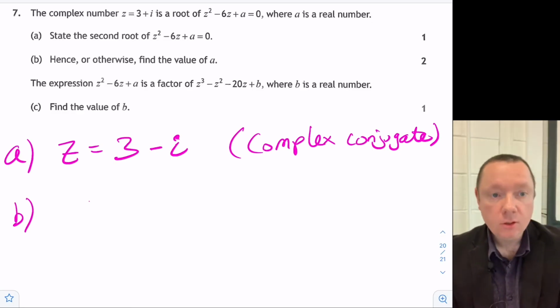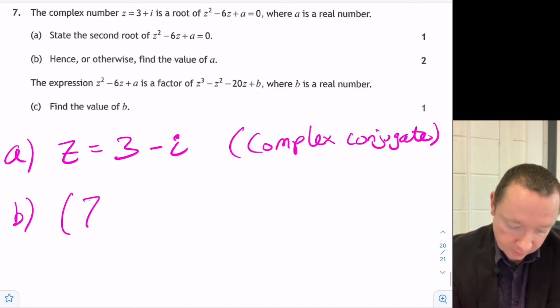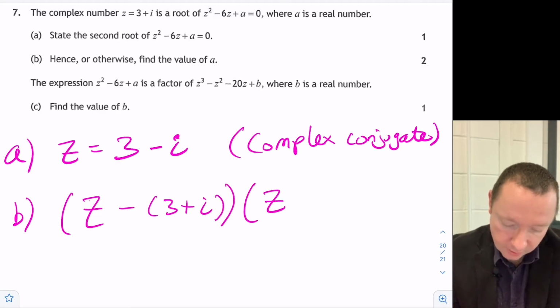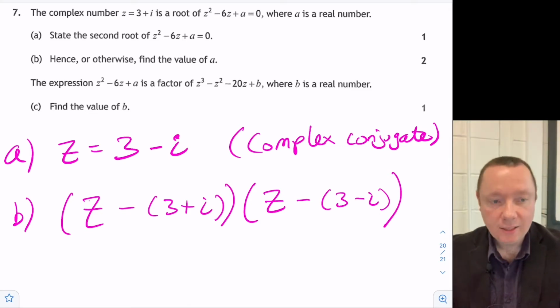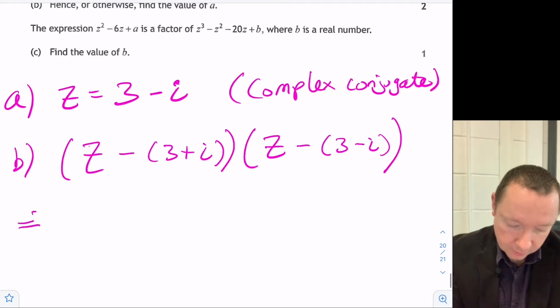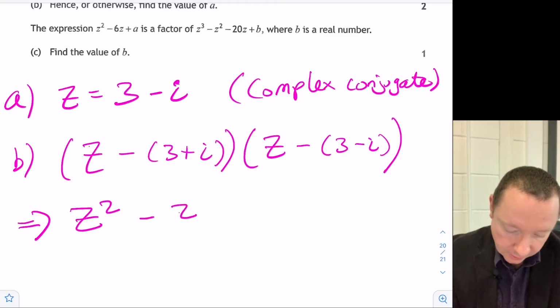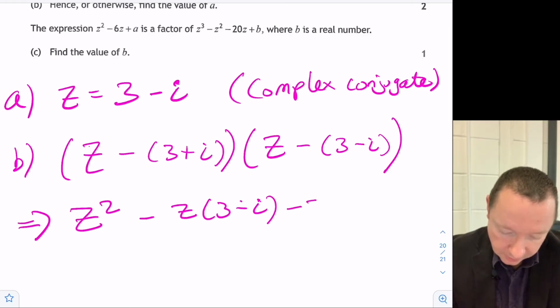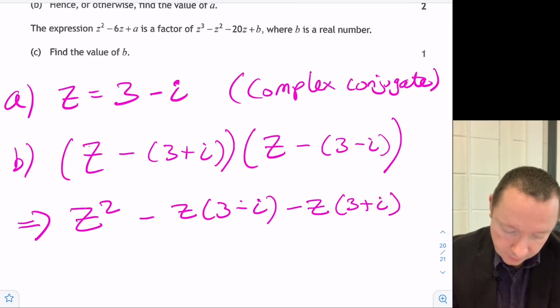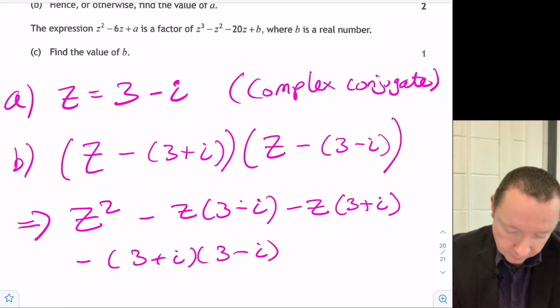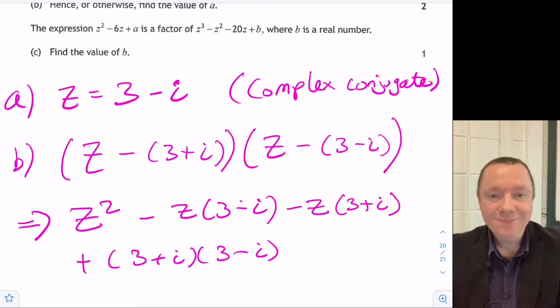Part B says, hence or otherwise find the value of a. So we've got our complex roots, so we've got (z minus (3 plus i)) times (z minus (3 minus i)). So we can expand our brackets in the normal way. So that gives us z squared minus z times (3 minus i) minus z times (3 plus i) plus (3 plus i)(3 minus i). It'll be a plus actually, because minus times a minus is a plus.